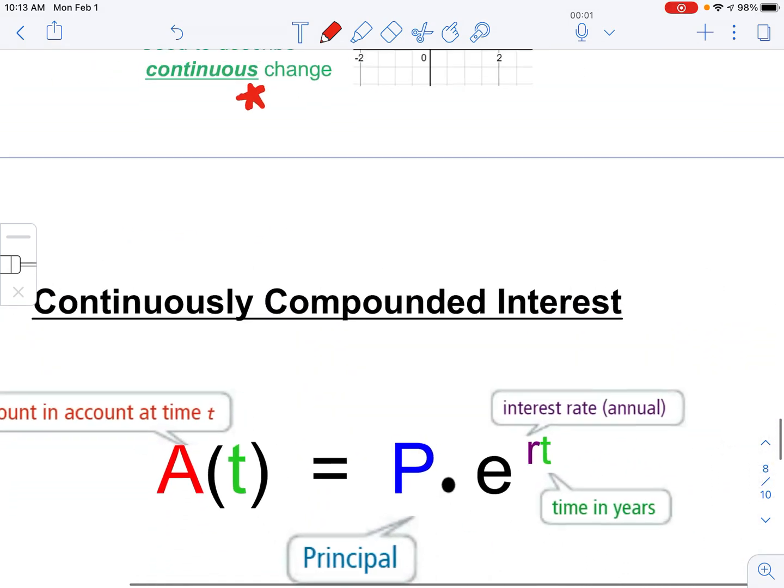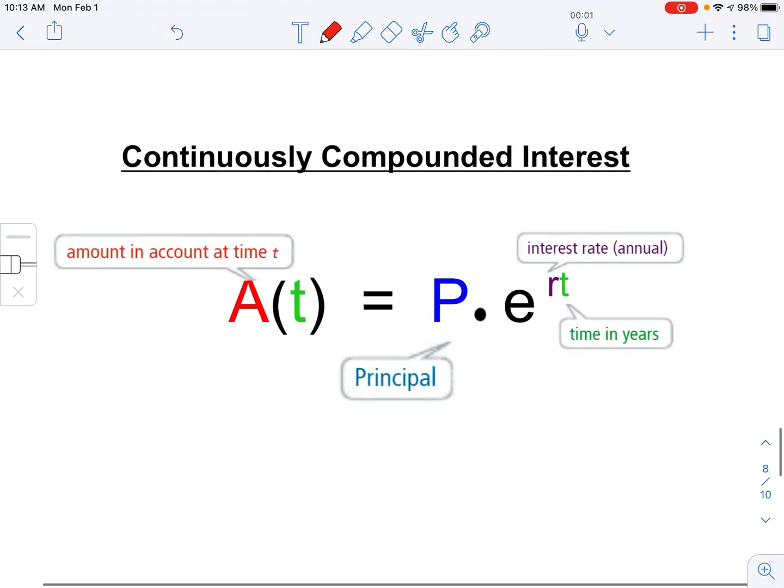Okay, so the equation that we're going to be using is something called the continuously compounded interest equation, where interest is being compounded or calculated continuously. So instead of waiting for the end of the year to make a calculation of how much money you're going to get from the bank, it's doing it instantaneously, constant, over and over and over and over again.